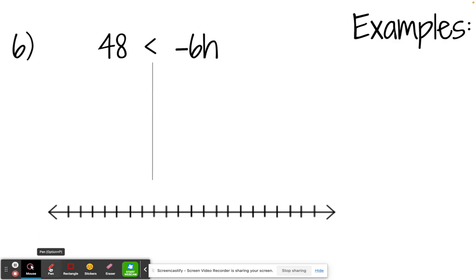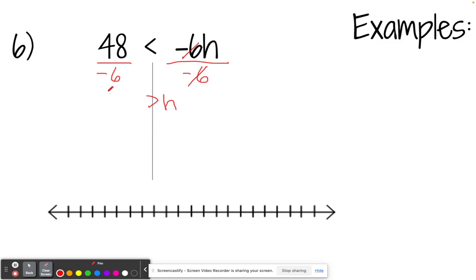Last example. Okay, I have my variable on the right. You know how I hate that. I could rewrite it now, or I can rewrite it when I'm done. I'll rewrite it when I'm done. Okay, I have negative 6 being multiplied by my h. So I need to send this negative 6 home. My best friend and their bad attitude. This will cancel out. I'll be left with h. My friend is going to flip out because I'm sending her home. 48 divided by negative 6 is a negative 8.